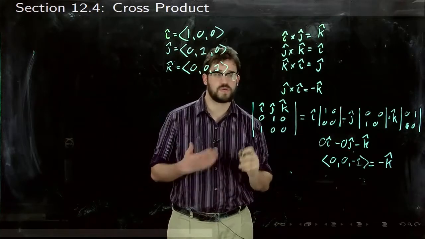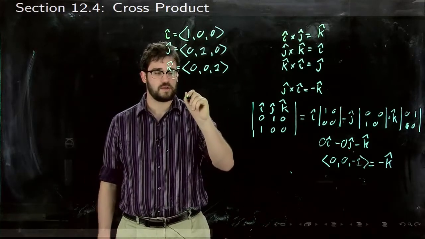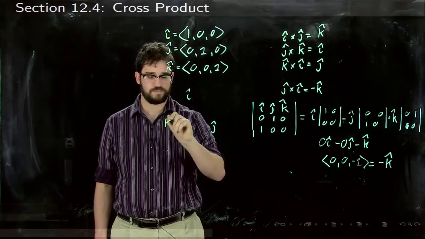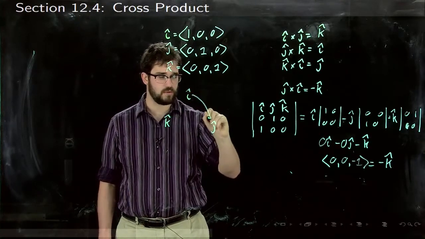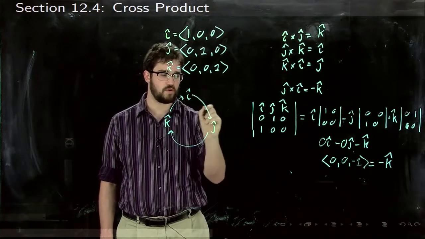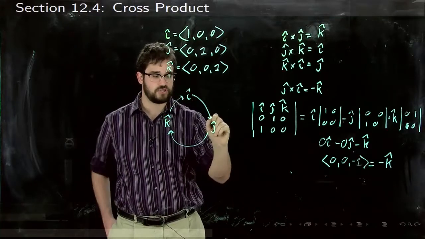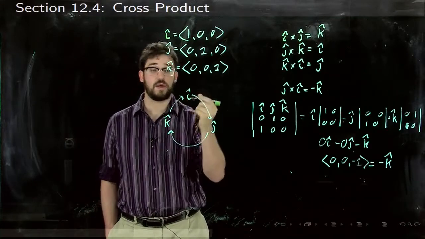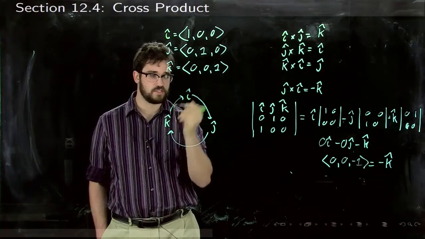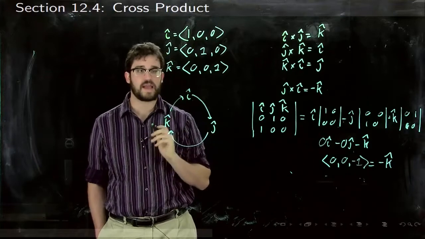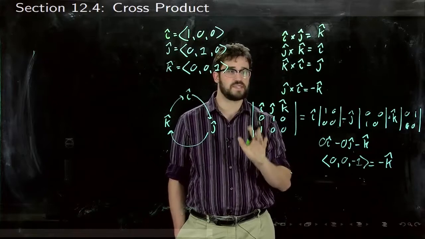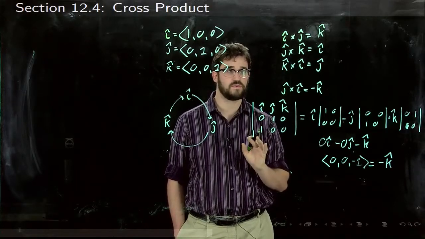And how this works, you can think of it as a cyclic property. You have an i, j, and a k here, and it moves around in a circle. So i hat cross j hat equals k hat. j hat cross k hat equals i hat. But if you go against the circle, i hat cross k hat, since you're going against it, it'll be negative j hat. So again, this establishes that the cross product is not commutative.